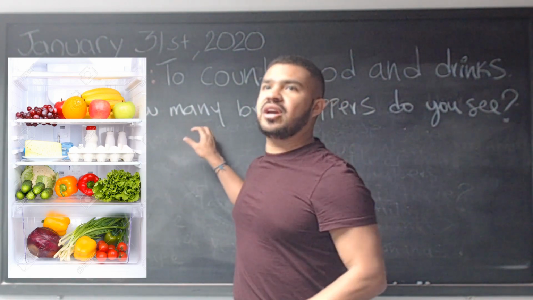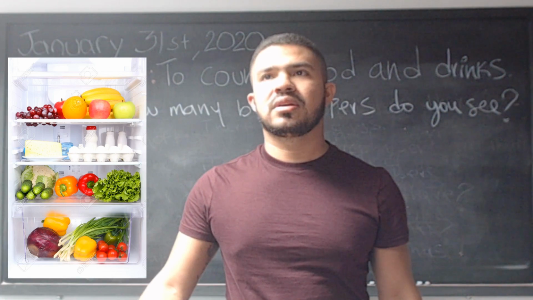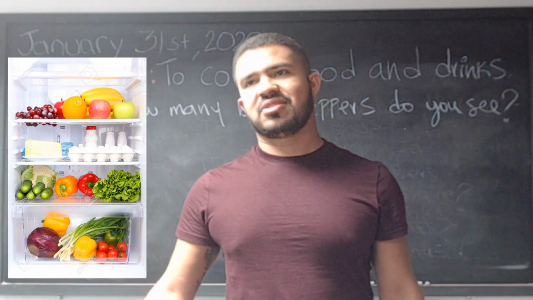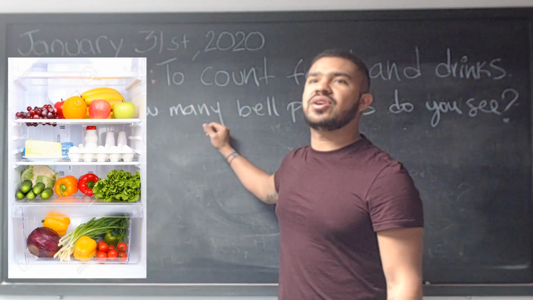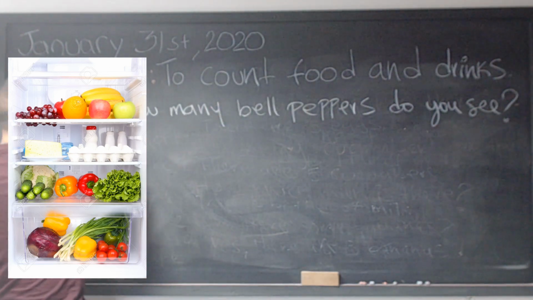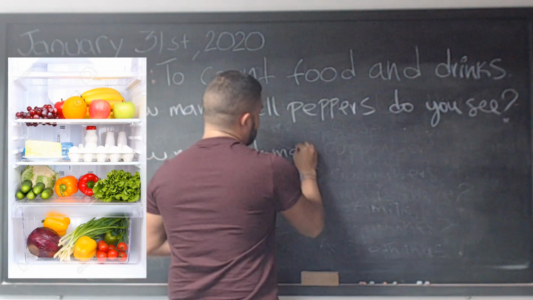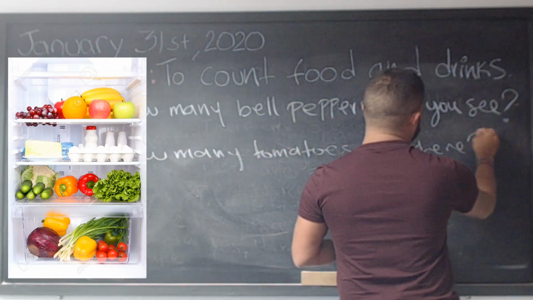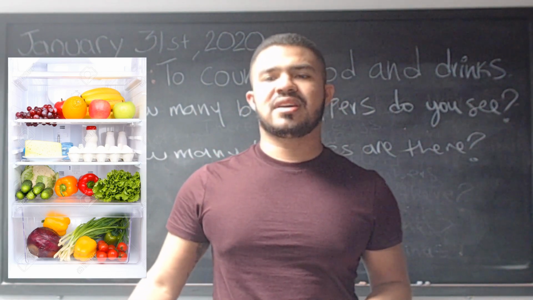Just one? No, that's not correct. John, there are 2 bell peppers. Yes? You sure? I see more than 2. Okay, that's not correct. So while you try to guess the answer, I'm going to write the other question about the tomatoes. How many tomatoes are there?